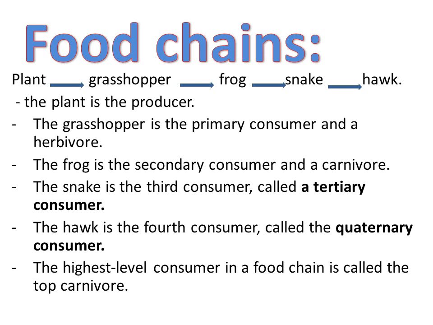The snake is the third consumer, called what? Called a tertiary consumer. And the hawk is the fourth consumer, called the quaternary consumer. The highest level consumer in a food chain is called the top carnivore. Is called what? The top carnivore.